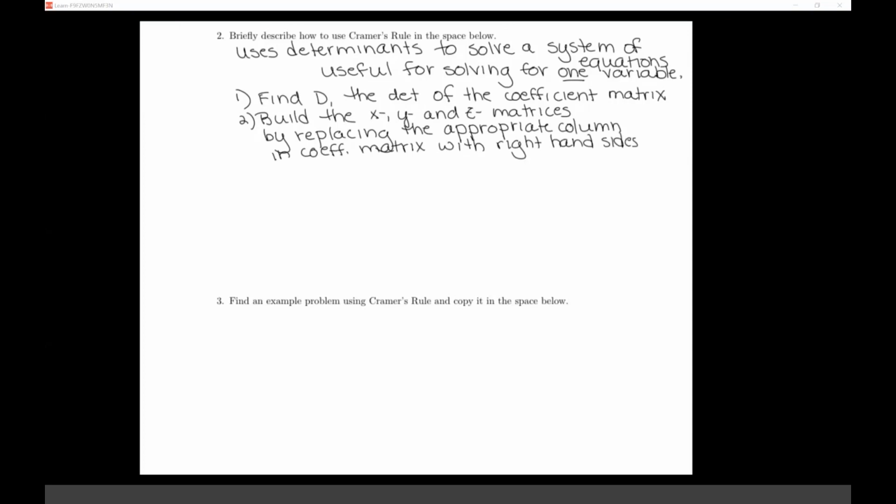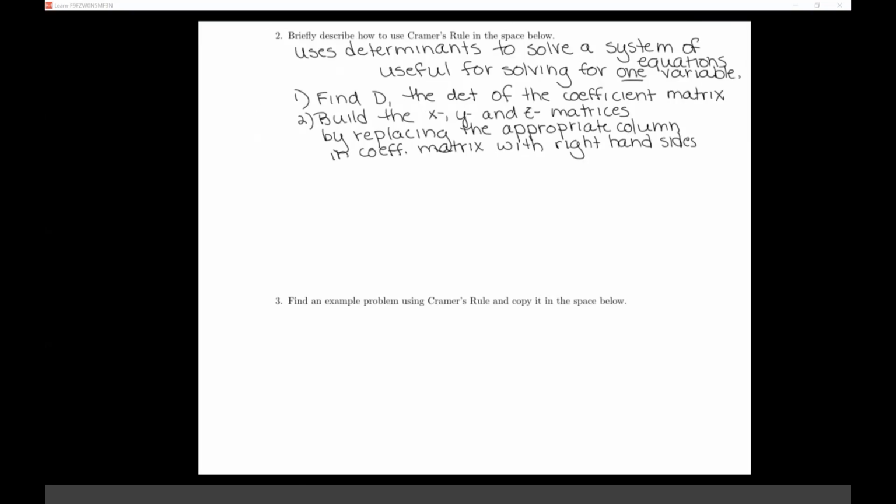Basically we're going to take the same coefficient matrix, and if we're interested in the X matrix, we're going to replace the first column, which represents the variable X, with the right-hand side values. When we build the Y matrix, we're going to start with the coefficient matrix and replace the second column, which represents the variable Y, with the right-hand side constants. And lastly, when we build the Z matrix, we're going to start with the coefficient matrix and replace the third column with the right-hand side constants. So that's how we're going to get these X, Y, and Z matrices.